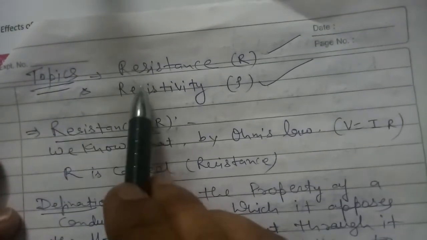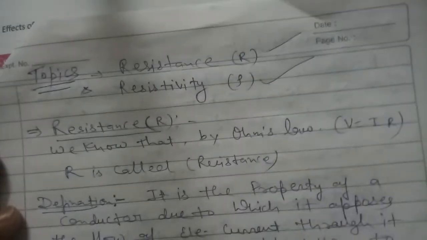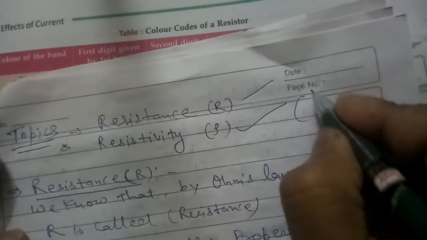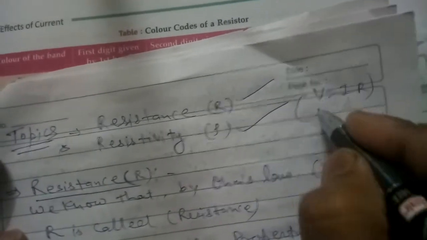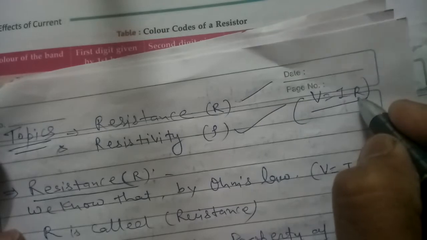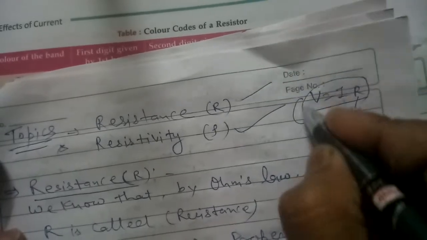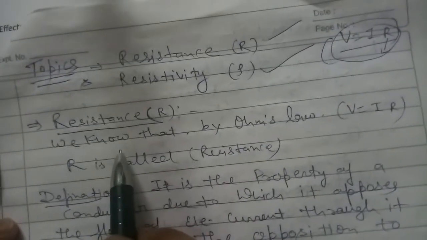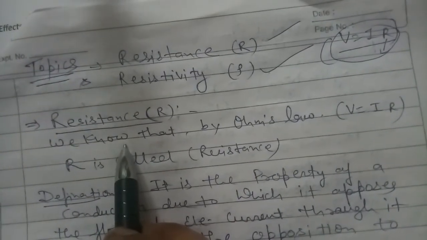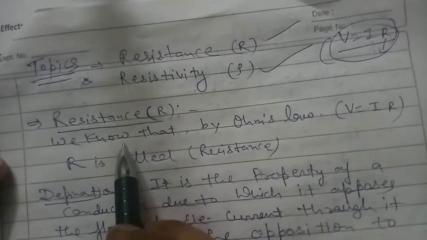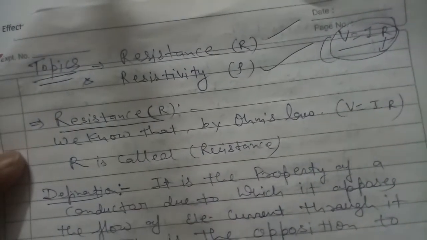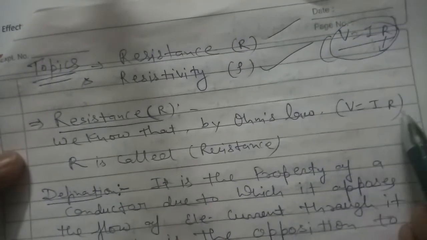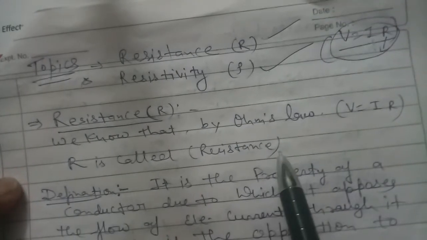In resistance, you already know that according to Ohm's law, V is equal to IR. So we already know that R is the resistance, but we don't know the actual meaning. The actual meaning is that a thing which opposes the current is called resistance. By Ohm's law, V is equal to IR, and R is called resistance. How can we define it?